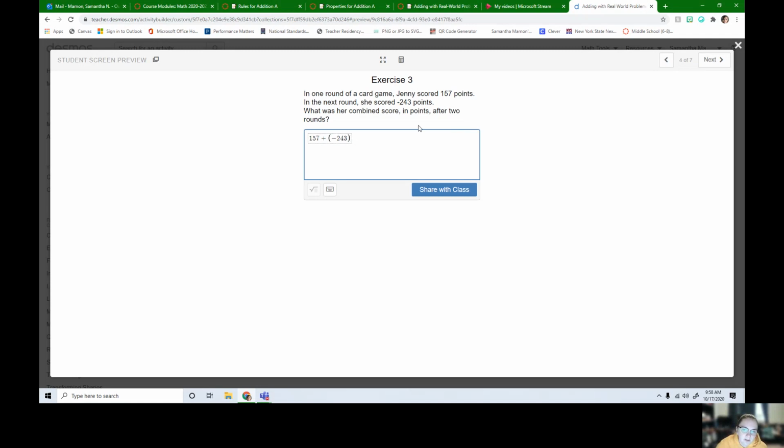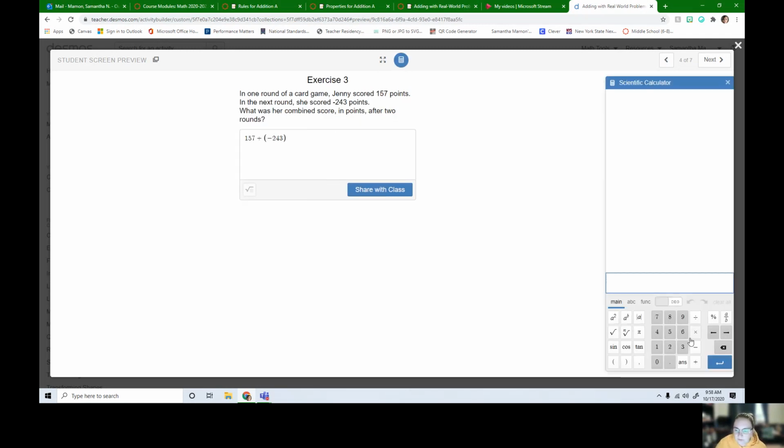These are starting to get to be big numbers, so you may have noticed we have a calculator button on here. So I can do 243 minus 157 to get that difference is 86. Now I need to decide which one has the bigger absolute value. Negative 243 has the bigger absolute value. 243 is bigger than 157, so this 86 is negative, just like that negative 243.